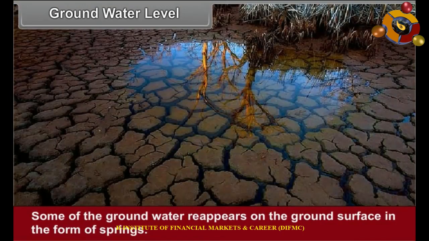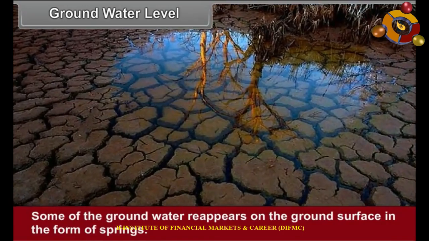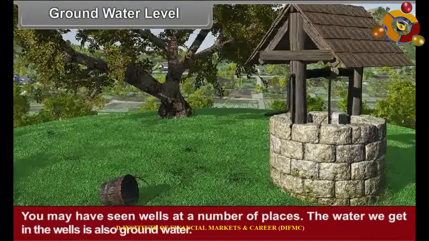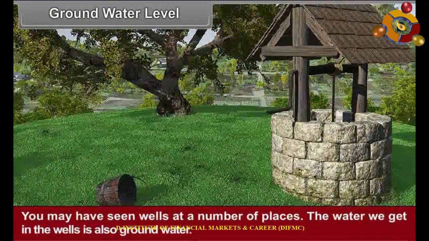Some of the groundwater reappears on the ground surface in the form of springs. You may have seen wells at a number of places. The water we get in the wells is also groundwater.